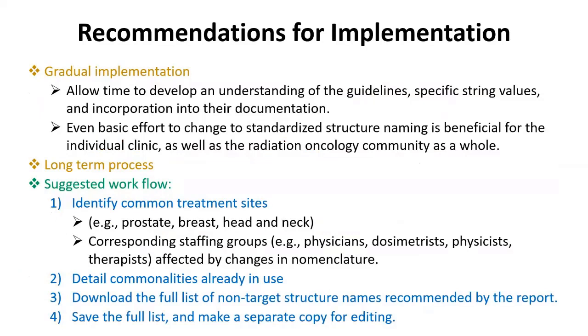This is a very important slide here. This is the recommendation for implementation. The most important thing is that it should be a gradual implementation. It will take you time to reach the TG263 standardization. It will not be done in 1 week. It really needs a lot of time. So allow time to develop an understanding of the guidelines, specific structure values, as we showed before, and incorporation into their documentation. Even basic efforts to change to standardized structure naming are beneficial for the individual clinic, as well as the radiation oncology community as a whole. It's a long-term process.